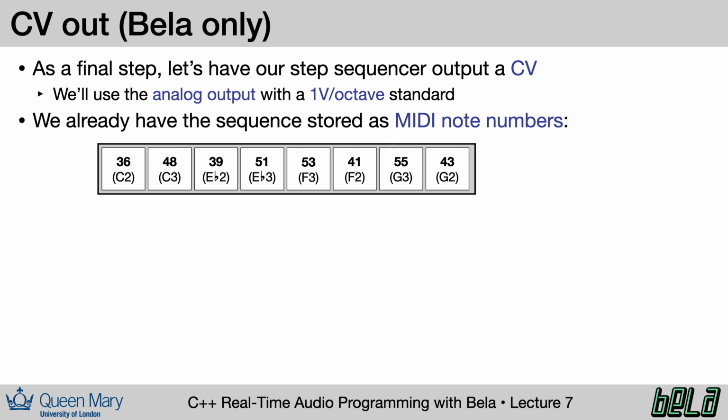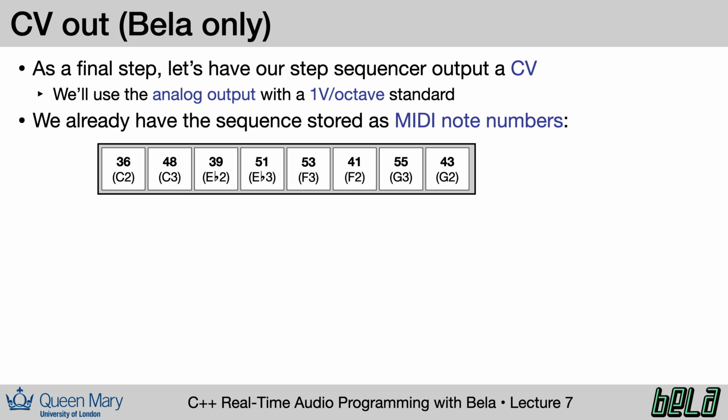Let's add one final piece to this project. In addition to toggling the LED on and off and playing a tone, let's have our step sequencer generate a CV output, which we might theoretically connect to a modular synth. We're going to use the analog output for this. We saw analog input and output in the previous lecture. And remember that this only works on the original Bela board because Bela Mini doesn't have analog outputs.